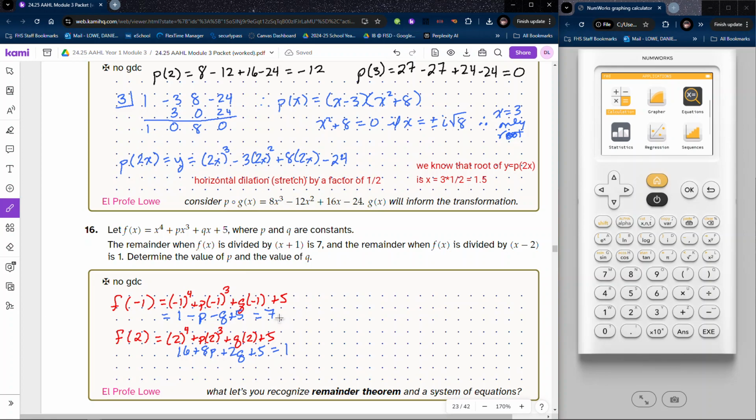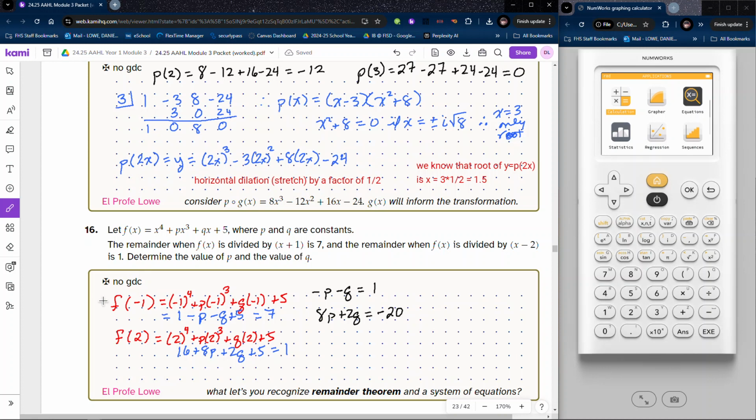I'm going to rearrange my system of equations just a little bit. 1 plus 5 is equal to 6, so I know that negative p minus q is equal to 1, because 1 plus 5 is 6, and 7 minus 6 is 1. And then my other equation, we have 8p plus 2q. And if I do 16 plus 5, what is 16 plus 5? 21. And then 1 minus 21, that means I'm going to have a negative 20 over there.